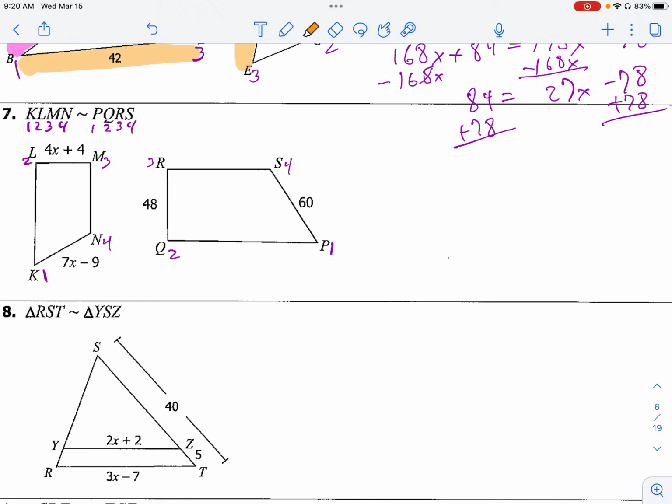So we got to find x. And let's start with this guy up here, 4x plus 4. It's between 2 and 3. Here's between 2 and 3, so we got 48. KLM's on the first, so we're going to do 4x plus 4 over 48. And then we need something to equal it to. And we got 1 and 4 here. We got 1 and 4 here. So we got 7x minus 9 over 60.